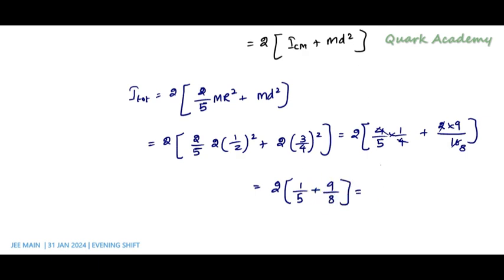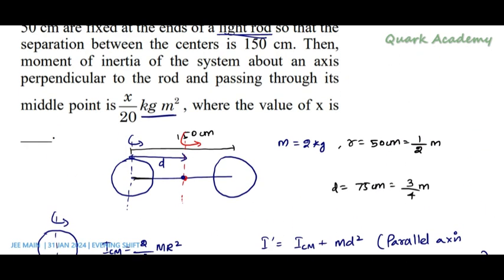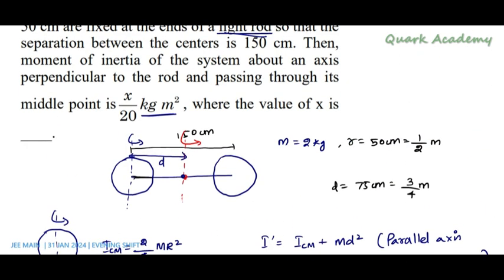So if I take the LCM, it will be 40, into 8/45. So this I can cancel, 20, 53/20. So total moment of inertia is 53/20 kg meter squared. In the question it is given x/20 kg meter squared. So x is going to be 53.